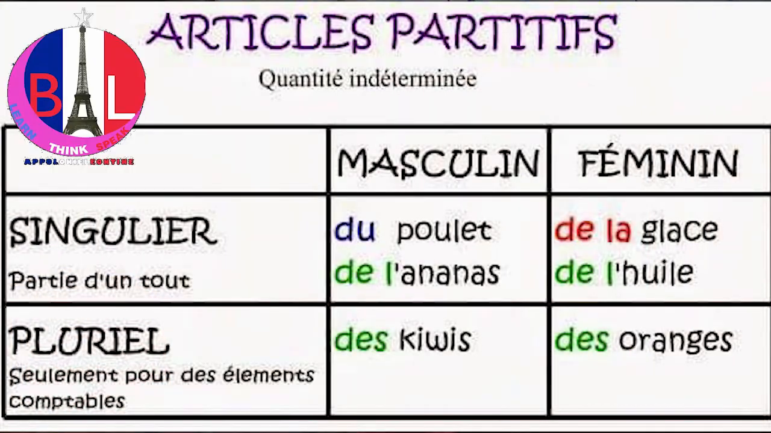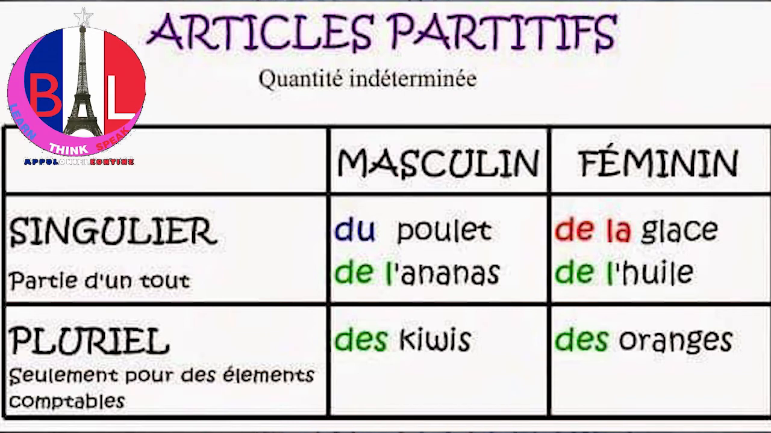Then here is a table of partitive articles. You know, in French we always deal with masculine, feminine, and plural. So when it comes to masculine and singular, we have du. When it comes to feminine, we have de la. Then the plural form of those two is des. They can be both masculine and feminine.